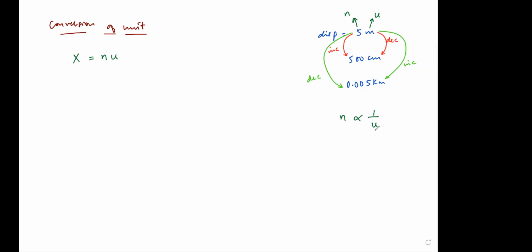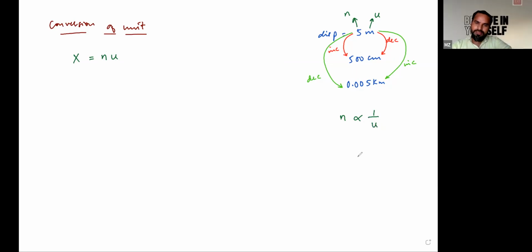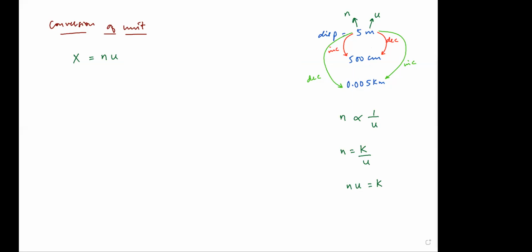Yes, sir. So on bringing this particular part to the other side, or on removing this proportionality term, we would just write any constant k divided by u. So if we bring this u to the other side, it will be n into u is equal to k. So we can say the product of numerical value and specified unit in any of the above calculations would be equal to each other. Is it clear? Yes, sir.